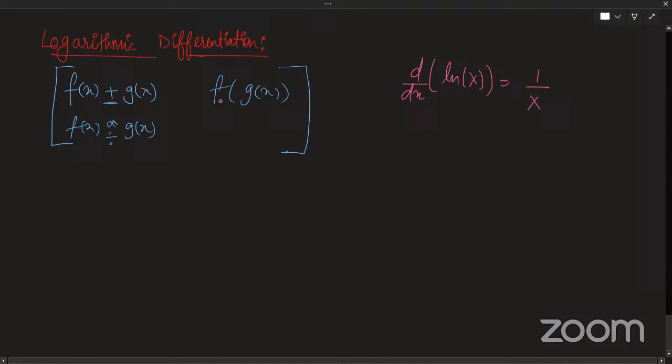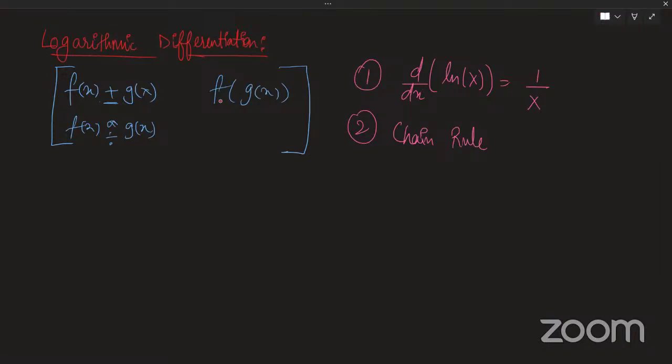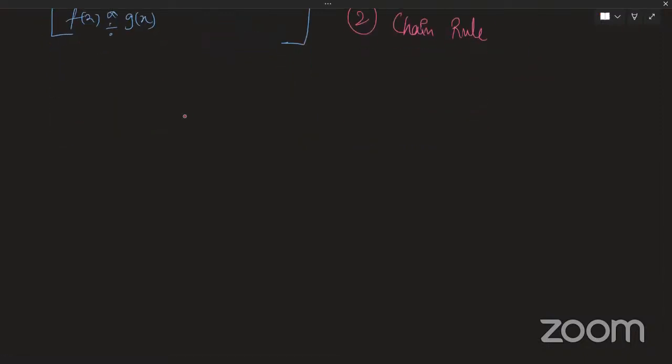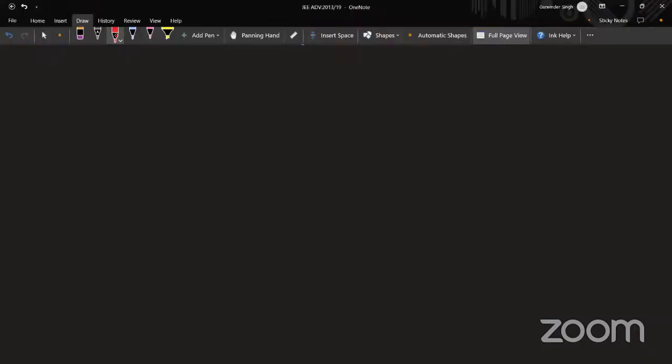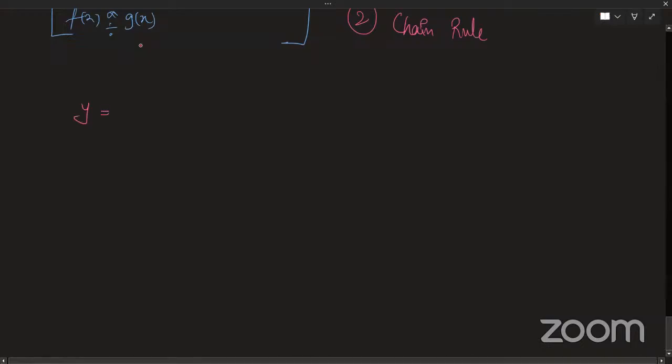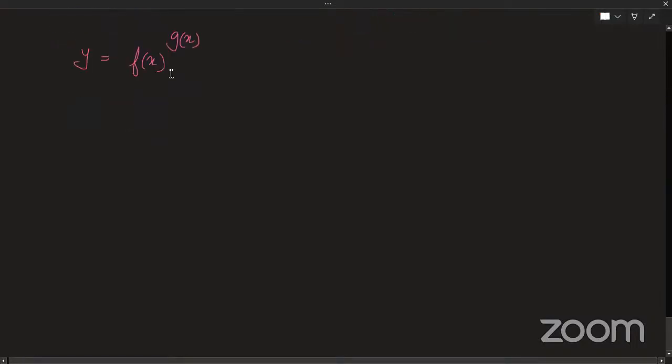And the next thing you should be knowing is chain rule. And chain rule we have discussed just now, so I hope all of you remember it. So great. Derivative of ln x is 1 by x, and obviously we will know chain rule. So for example, I'll just give you one very small example. Let us just take any function f of x raised to any function g of x. I'm asking you to differentiate this, f of x raised to g of x.